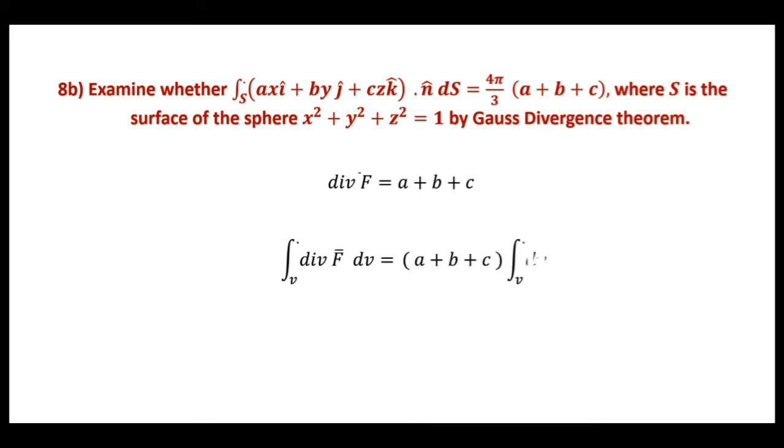So the integral over S of F bar dot n bar dS is the integral over V of divergence of F bar dV. Substitute divergence of F bar here, a plus b plus c is constant, integral over V dV. So the integral over V dV is only V, where V is the volume of the sphere, that is 4/3 pi r cube, where r is 1. You have 4 pi by 3 times 1 cube into a plus b plus c. Hence the required result is 4 pi by 3 times (a plus b plus c).